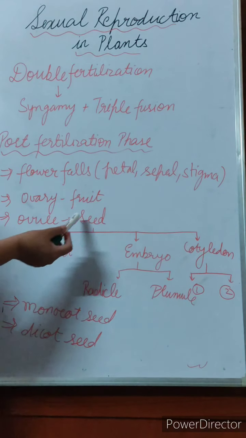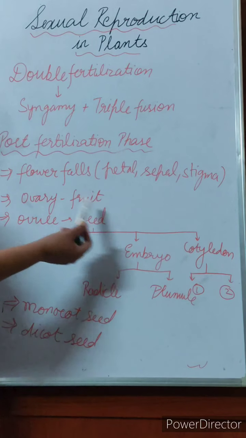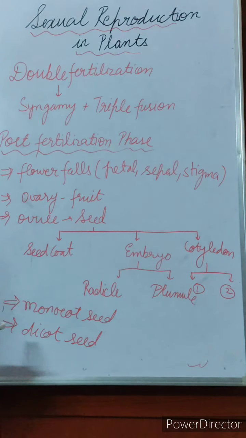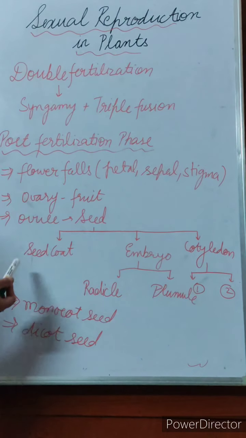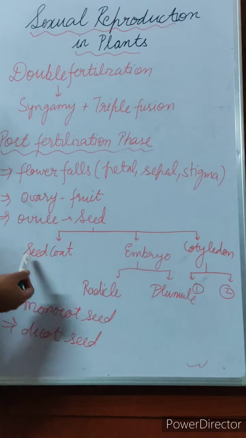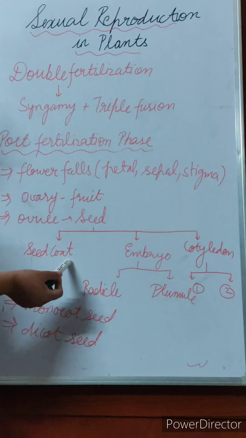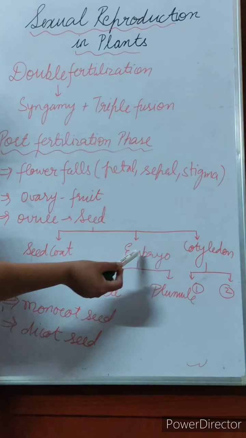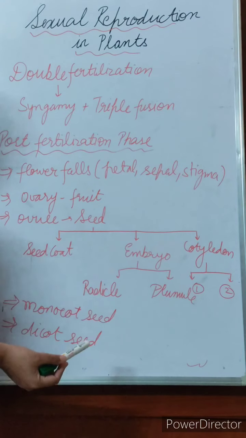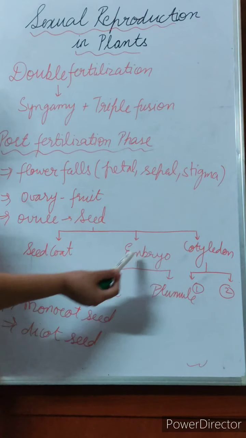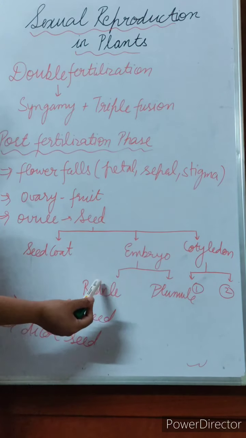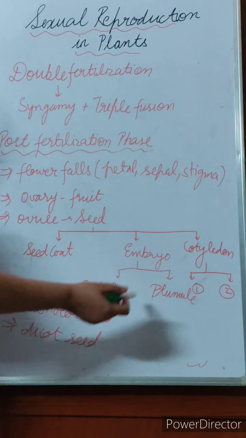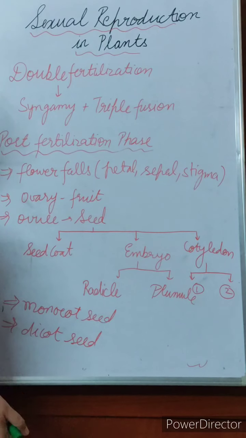Okay. Now let us study in detail about the seed. You have already learned about seed in the 9th standard also. Whenever you see a seed, you see a tough covering, that is the outer covering, which is known as a seed coat. And the next part that you will find in the seed is the embryo and the cotyledon. Now the embryo is basically formed of two parts, that is radicle and the plumule. The radicle forms the root and the plumule forms the shoot.